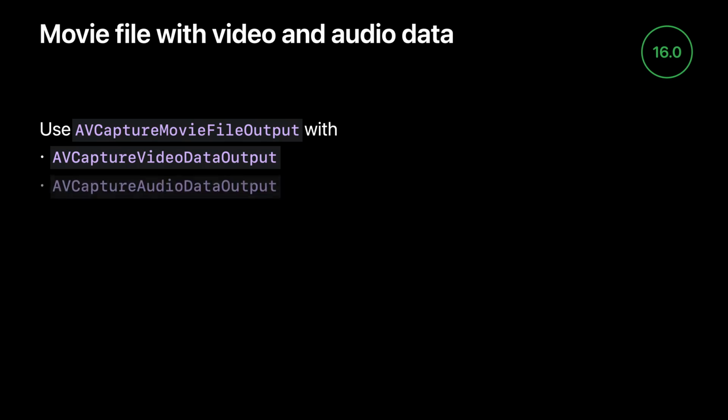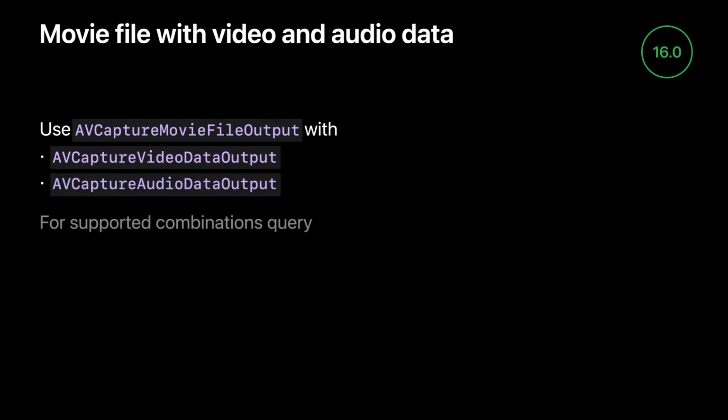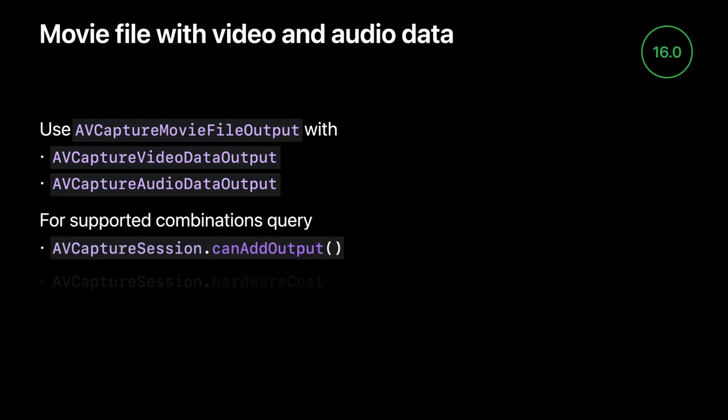In addition to using multiple video data outputs, starting in iOS 16 and iPadOS 16, apps can record with AV Capture movie file output while receiving data from AV Capture video data output and AV Capture audio data output. To determine what can be added to a session, you can check whether an output can be added to it and query the session's hardware cost property to determine whether the system can support your configuration.